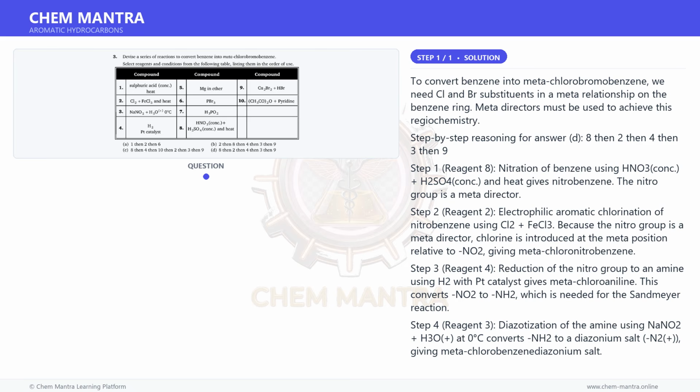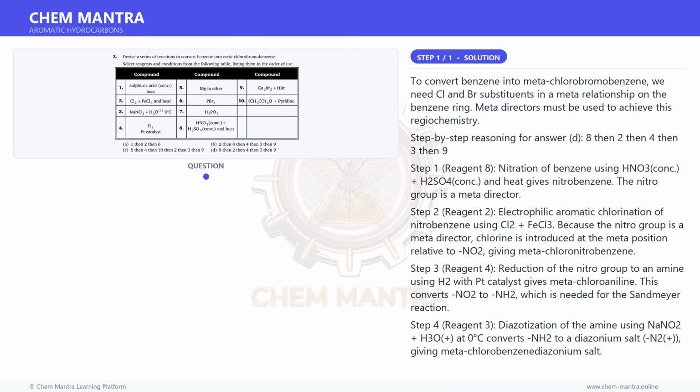Step 3. Reagent 4: reduction of the nitro group to an amine using H2 with Pt catalyst gives meta-chloroaniline. This converts NO2 to NH2, which is needed for the Sandmeyer reaction.